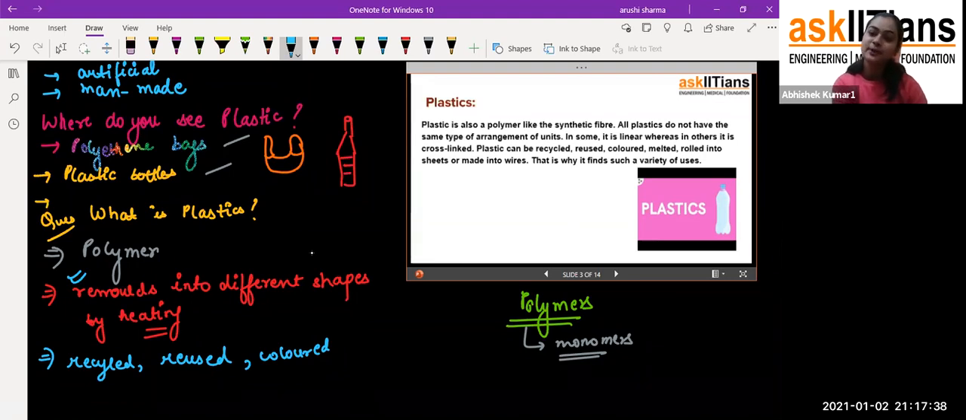Then you can give the example. One is the plastic bottle, one is the polythene bags, and then you'll ask, sir, have you seen the plastic bags? Have you seen the plastic bottles? They are both of the same shape? They'll say no. So that's how you can give the example or the definition of plastic.